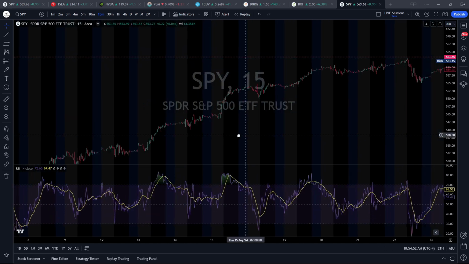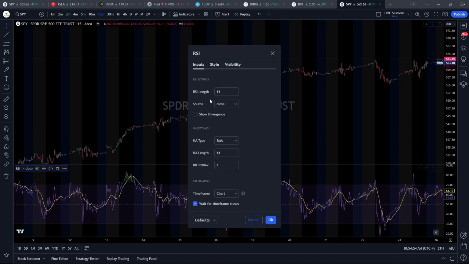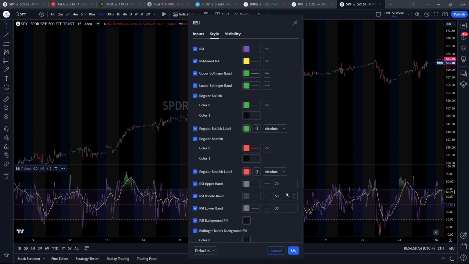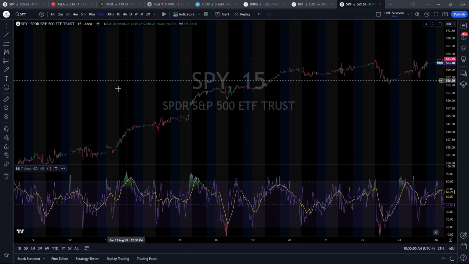You can adjust the settings just by double clicking on it. You can change the length. You can change the style here. You can change those lines. So maybe you want 80 and 20 to be a little bit more extreme. You can do that. Okay.